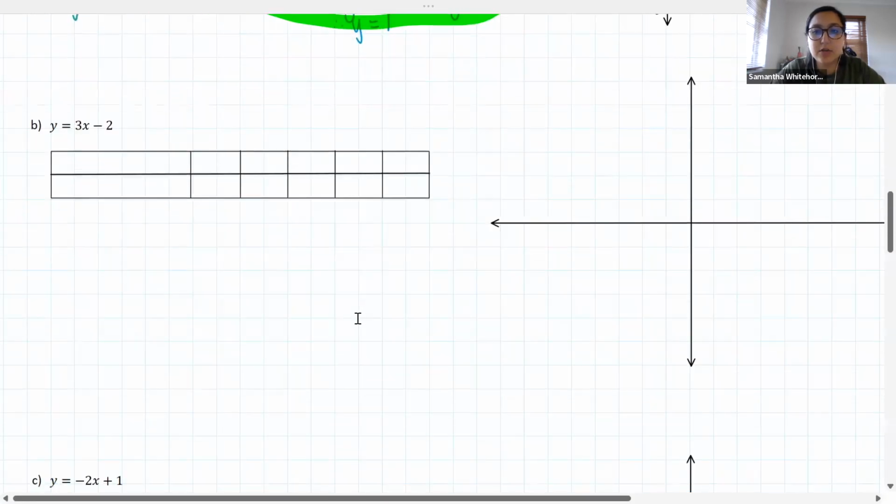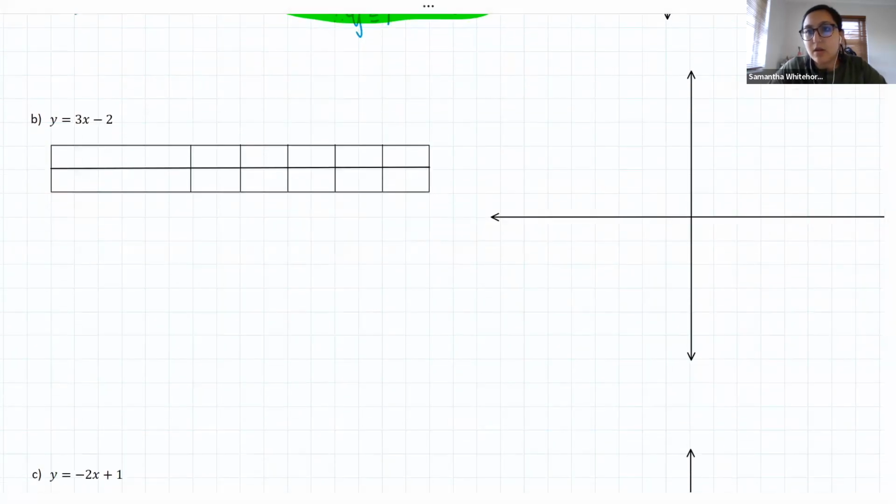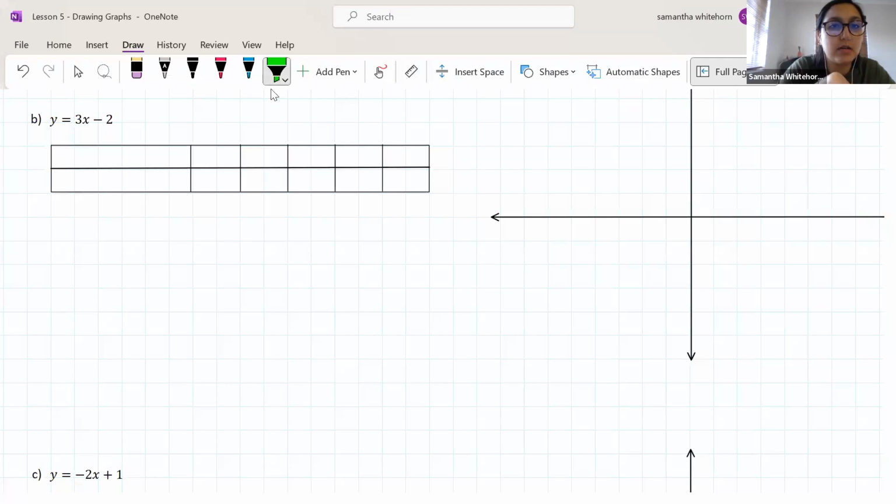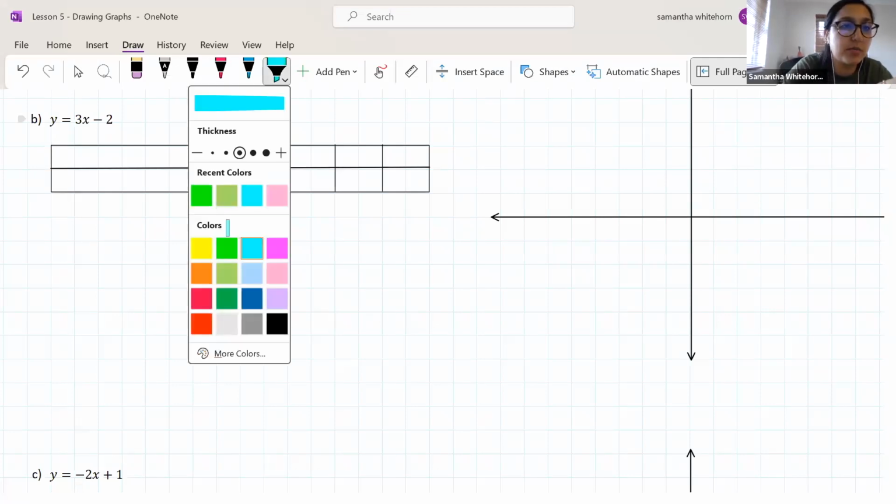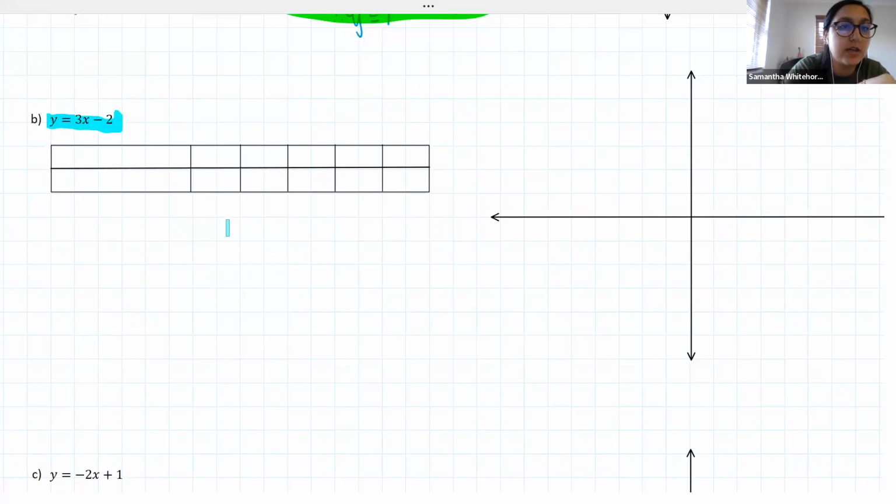Right, guys, so let's have a look at another one. Right, again, we have our equation that we've been given. So here our equation is y equals 3x minus 2. Now, again, we can see that we have a rule. We can see that we need to apply this rule in order to get the graph.